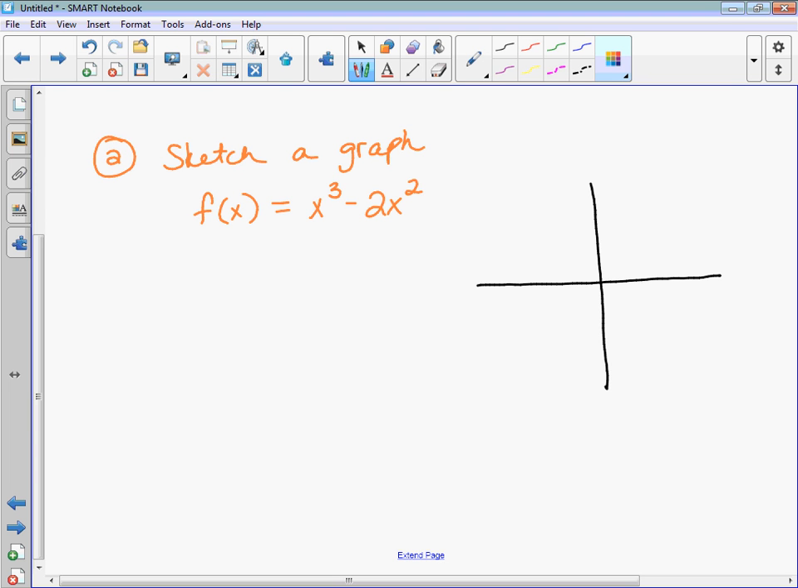To graph it, it needs to be in factored form. So, can we factor this? What could I factor out? Okay, so f of x equals x squared, and then what's left in parentheses? X minus 2. We're okay with that step, right? I'm going to do this a step at a time.